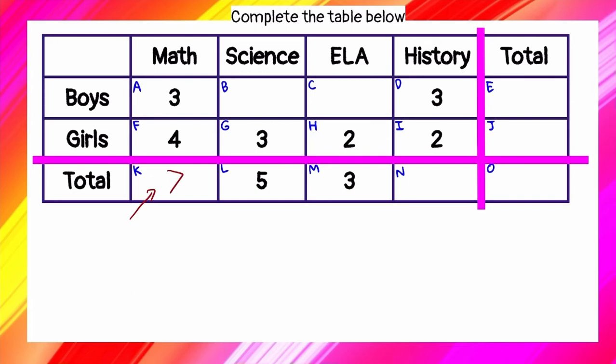Okay. What do you think? Let's go to history. What do you think goes in box N? Well, 3 plus 2, we would get 5.